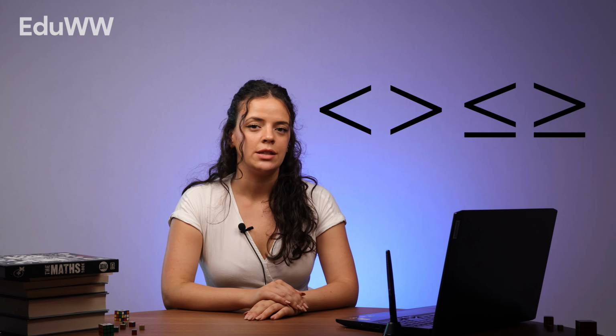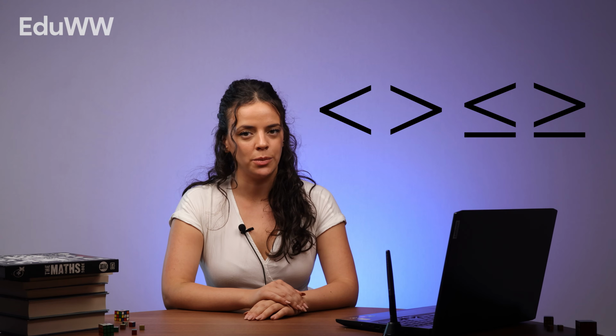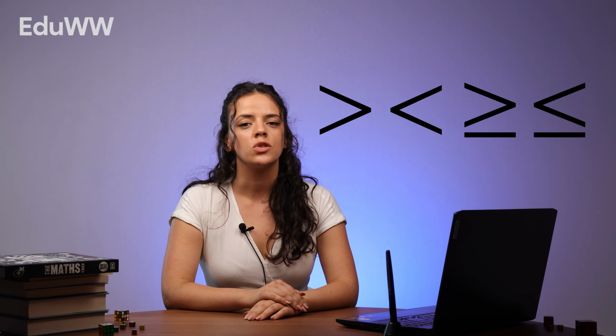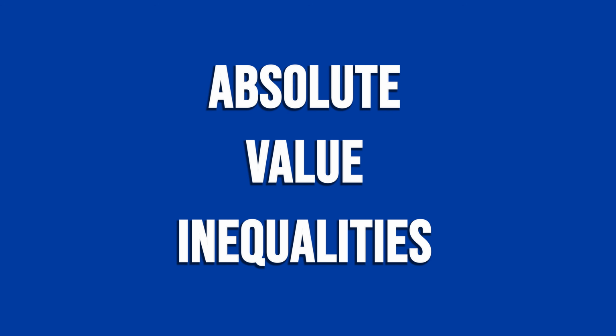Solving inequalities is very similar to solving equations, with one crucial difference. If you multiply or divide the whole inequality by a negative number, you must flip the inequality sign. There's also a special type of inequality that students struggle with: absolute value inequalities.